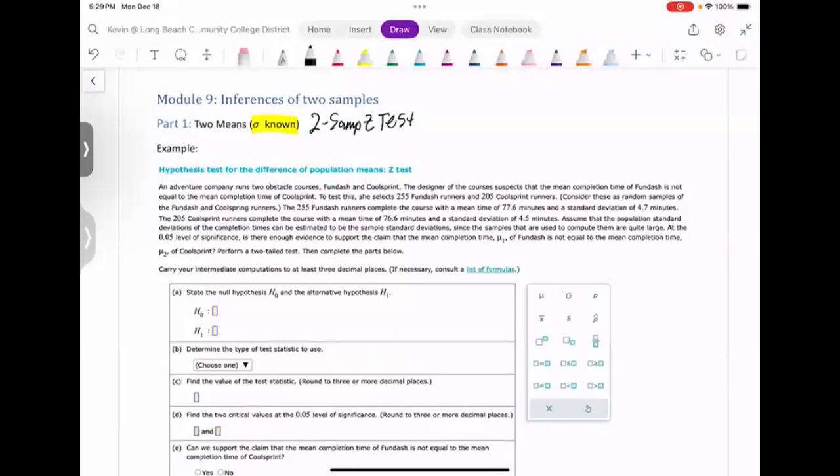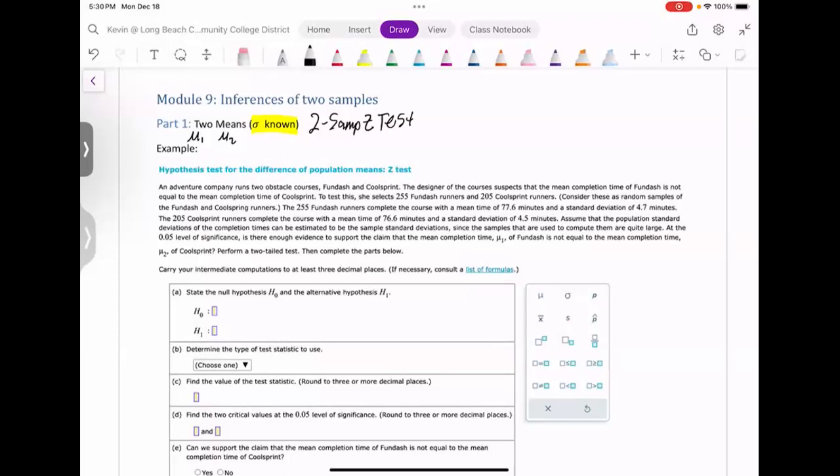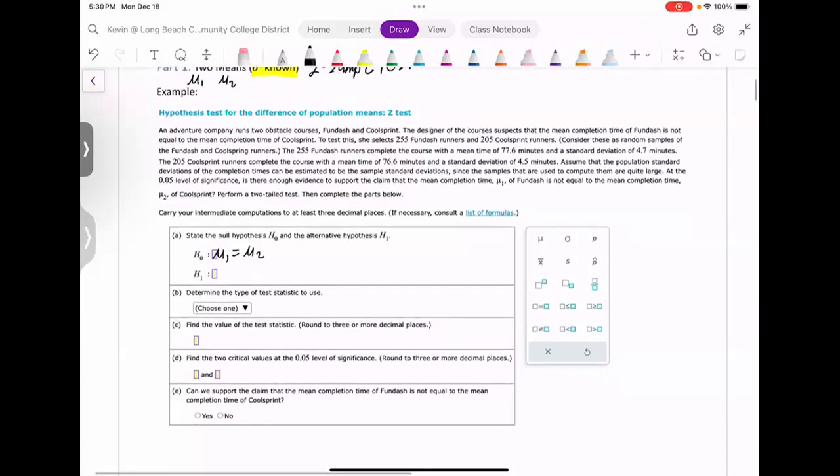We're going to have two means, mean sub 1 and mean sub 2, and we are always going to assume that the two means are equal. That's going to be our assumption for our null hypothesis for these. So let's go ahead and start.